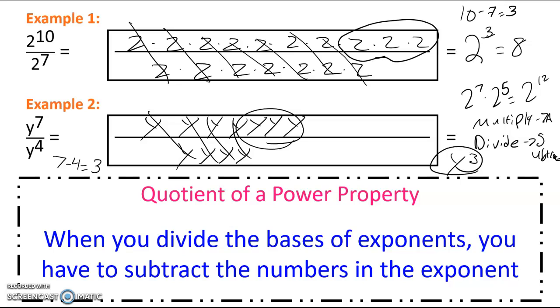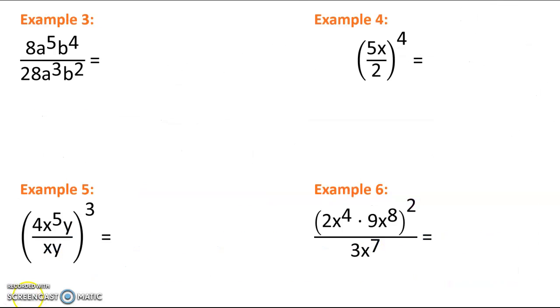So again, when we're dividing the bases of exponents, we just subtract the numbers. It's honestly a lot of the same logic as what we did with multiplying, except instead of multiplying, now we're dividing. Either way, all you're doing with those exponents is adding or subtracting, and we'll also get into when you multiply them as well. Okay, so let's deal with this.